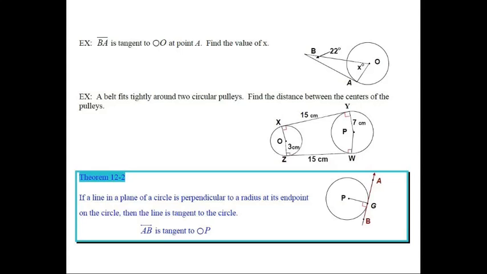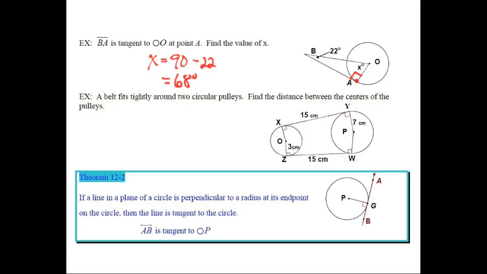We're given that BA is tangent to circle O at that point, and we want to find X, which is here. So what's missing is that this angle here is actually 90 degrees. And so it's just the triangle sum theorem. So we have the angles in a triangle are going to add to 180. So if we have 90 for point A, that means that X and 22 have to be the rest of it. So X equals 90 minus 22, or 68 degrees.